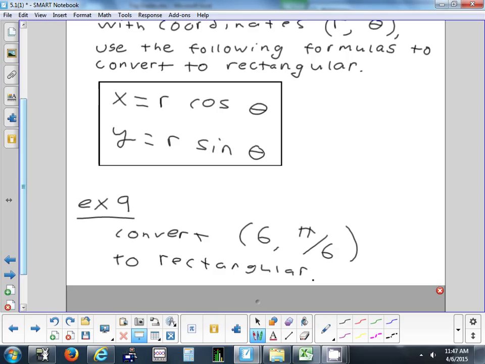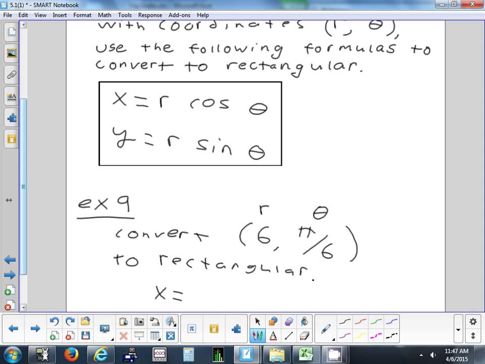First thing we've got to figure out is which one's r and which one's theta. That's important. Helene, which one is r here? 6. And then theta? Pi over 6. Now we'll just fill them in to find x and y. Okay, let's start with x.